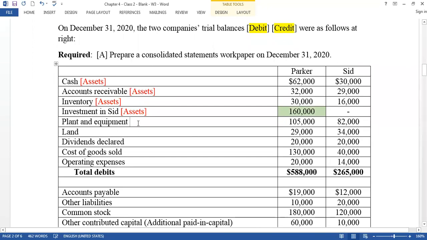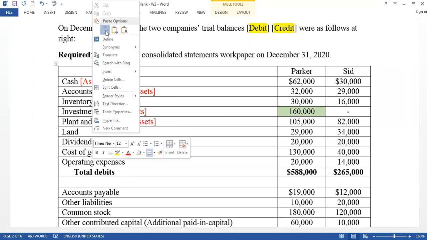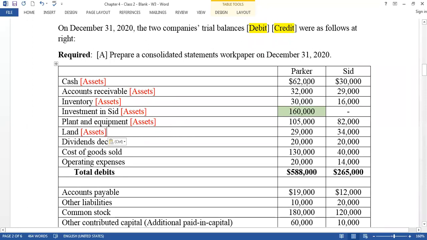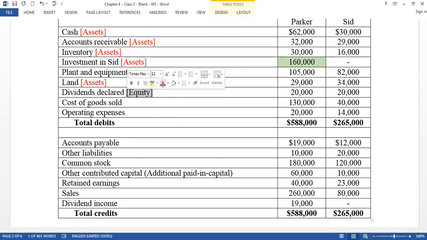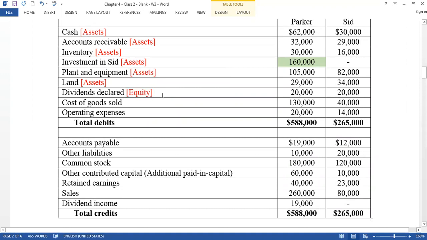Then plant and equipment, we have assets. Land, this is an asset for both companies. So up to here we find the assets, some for the subsidiary company and some for the parent company. Then dividend declared. Okay, dividend declared. This is a part of equity. You know that this is a part of equity, but it is a debit balance. Dividend declared is a debit balance, you know that.